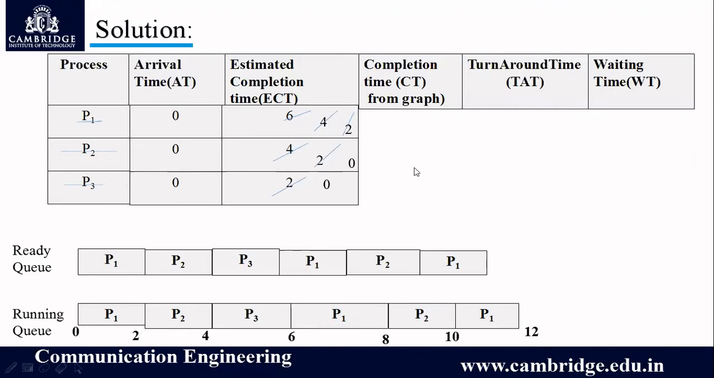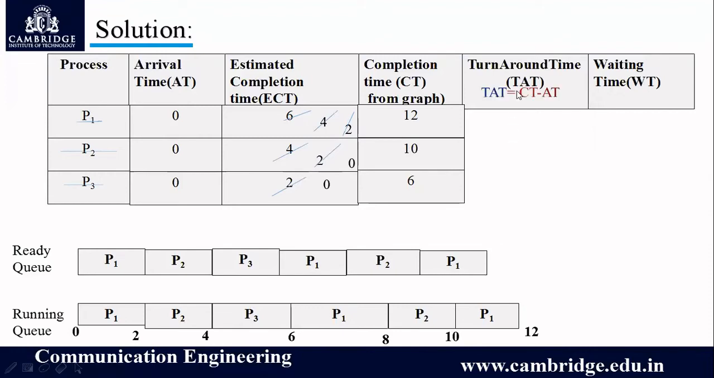Now let us fill up this particular column using our graph. The running queue graph has to be taken here. So using the running queue graph, we will fill up the CT column. So P1 is at 12 milliseconds. P2 is at 10. P3 is at 6. These values are taken from this particular graph for the corresponding processes.